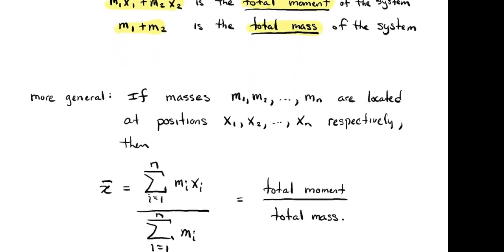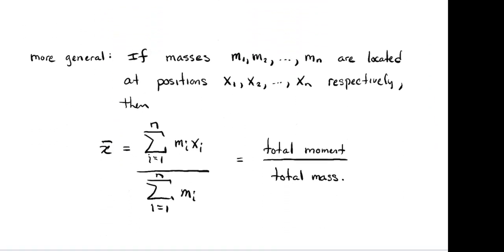Okay, a little bit more general than what I drew a picture of, but if you take any number of masses and they're located at places in some coordinate system, then these products are still called moments, and if you add them all together, that's the total moment. The sum of all the masses is the total mass, and it's true that that ratio always gives you the coordinate of the centroid. So that's where your system is going to balance in 1D.